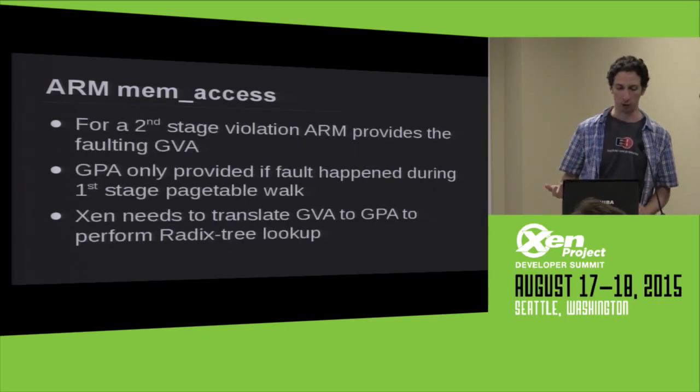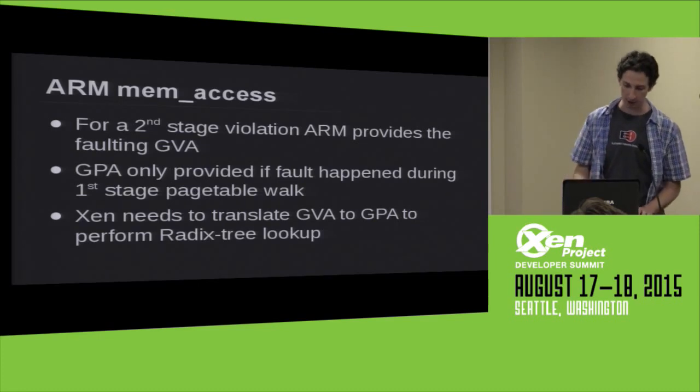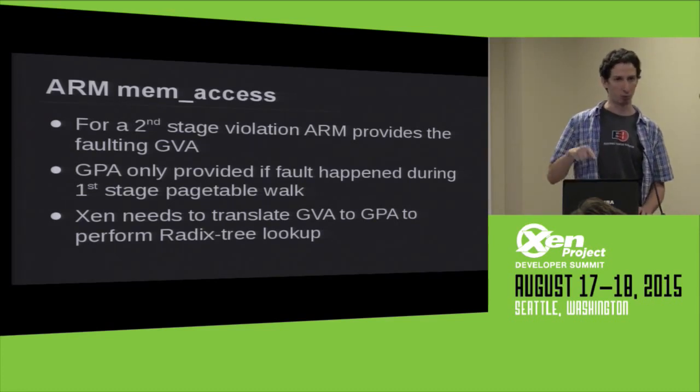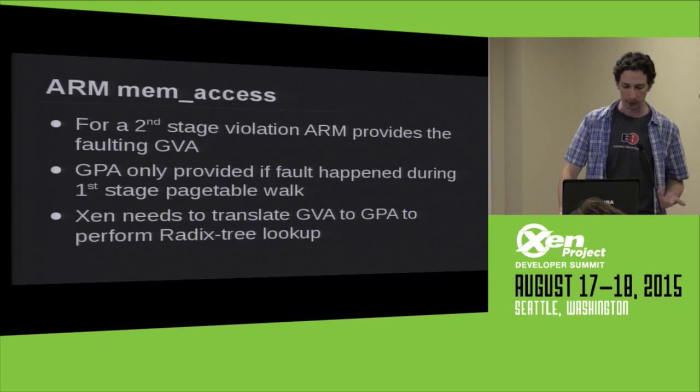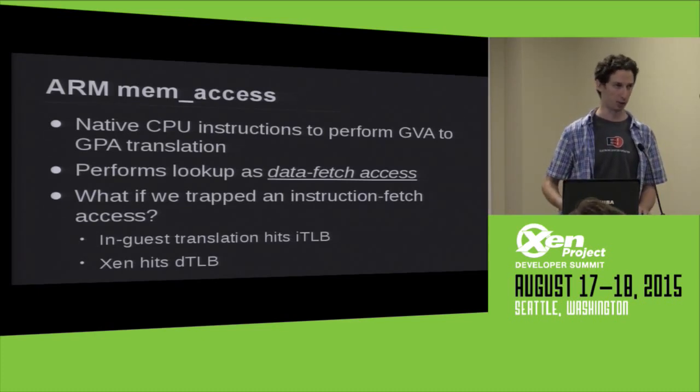Problem here, of course, is that ARM, when there is a fault, only gives you the guest virtual address. The guest physical address is only given if you were doing a page table walk within the guest. So this is a problem, because that means that in most cases, Xen needs to do a guest virtual to guest physical translation, which we don't have to do on x86. And this is where things get a little hairy, because we have a native CPU instruction on ARM that does this for us, which is really nice. We don't have this on x86.